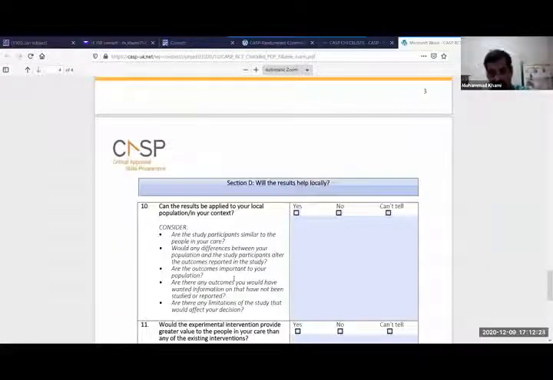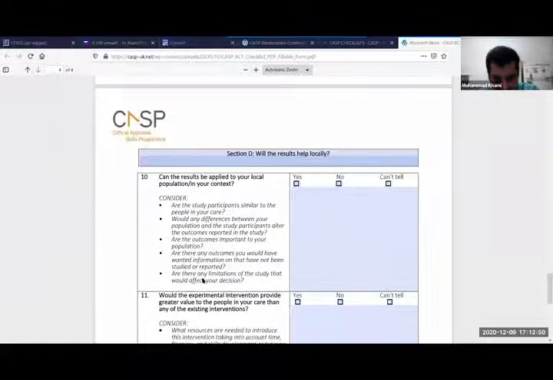So this means, is there any specific aspect or a specific outcome that has not been considered? If there is, then it may show that there are some problems with the validity of the study. Are there any limitations of the study that would affect your decision?